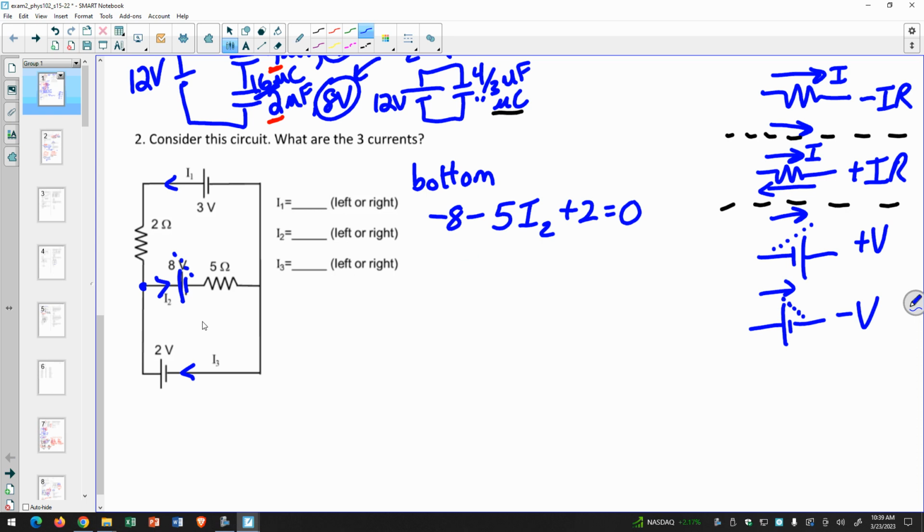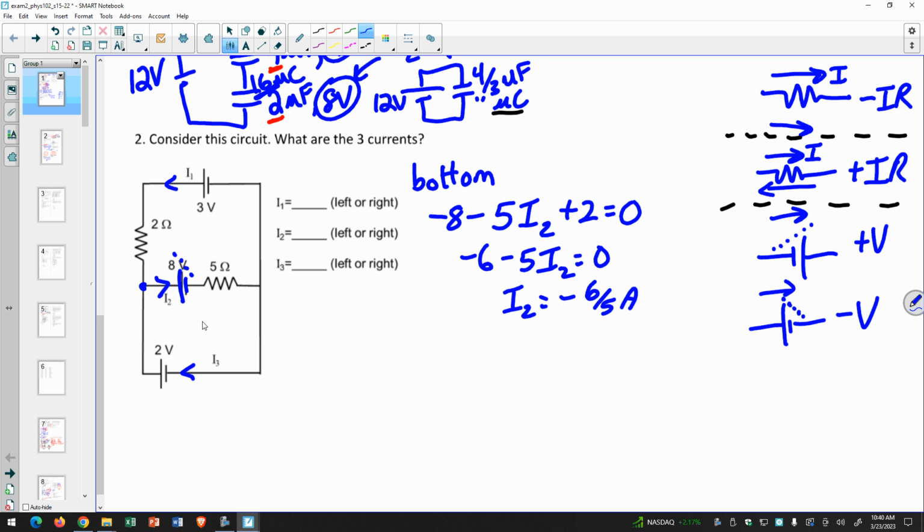Let's go ahead and do it. I have minus 6 minus 5 I2 equals 0. So I2 is equal to 6 divided by negative 5, negative 6/5 amps. So I can write the answer for that. Well, let's not right now. We'll just go ahead and write the big loop now.